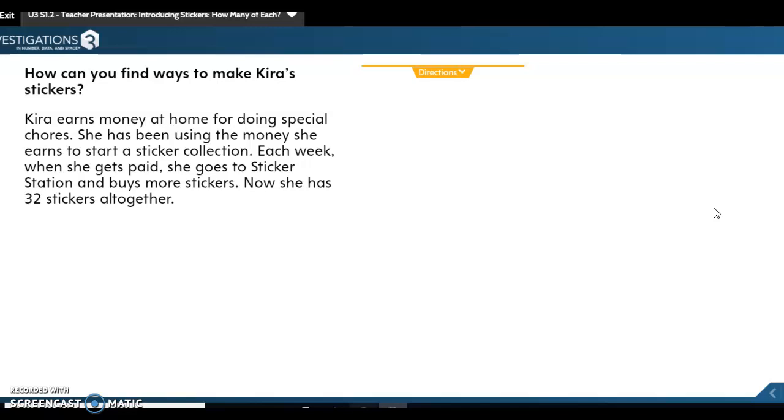So our problem states Kira earns money at home for doing special chores. She's been using the money she earns to start a sticker collection. Each week when she gets paid, she goes to Sticker Station and buys more stickers. Now she has 32 stickers altogether. So we're going to try to figure out how many strips of 10 and how many singles Kira could possibly have in order to get 32 stickers.